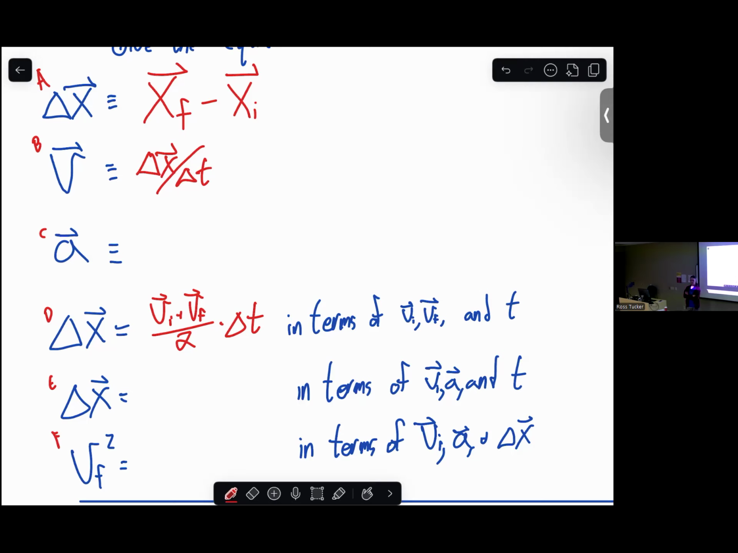Solid? Not liquid, not gas, but solid? Yes, in the back. Yep. Which?